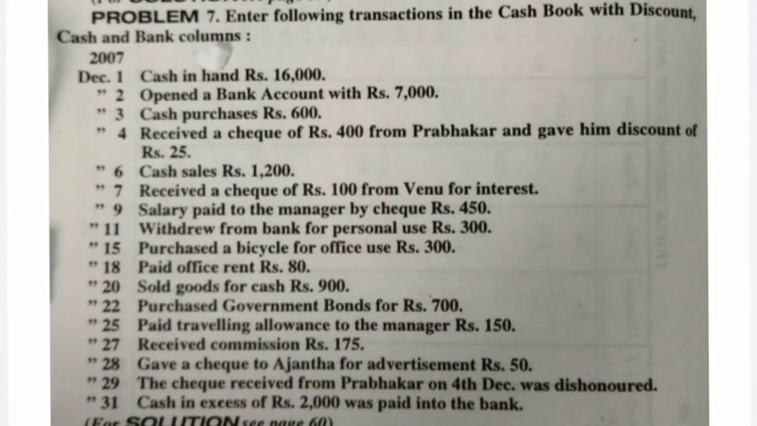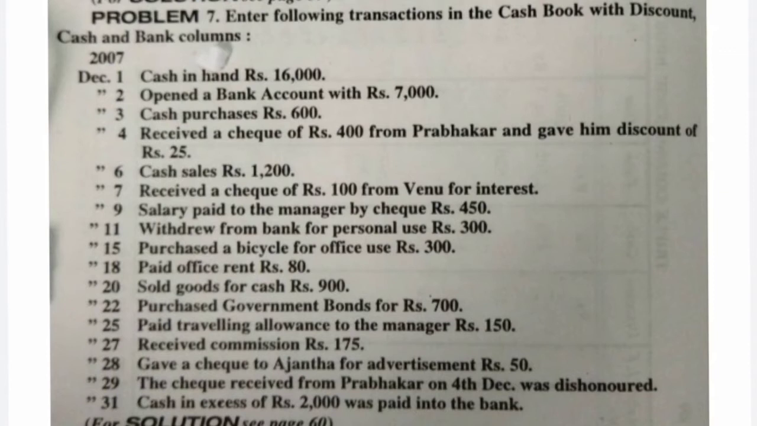Purchased government bonds for rupees 700. Government bonds is an investment. We are investing in the bonds of rupees 700. It is an asset. So government bonds account debit to cash account, that is rupees 700. Cash is on the credit side, so we will credit the cash column in the cash book with rupees 700.